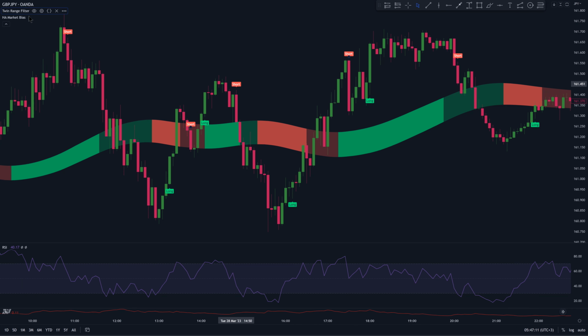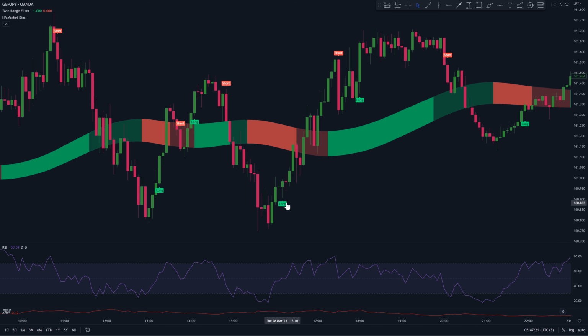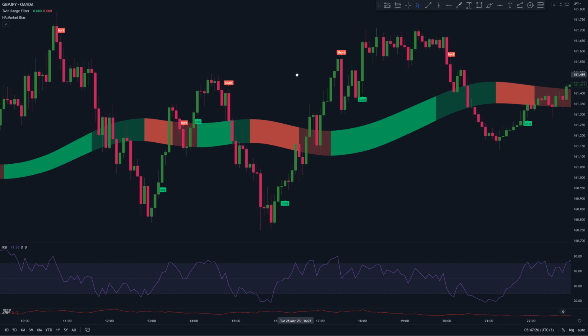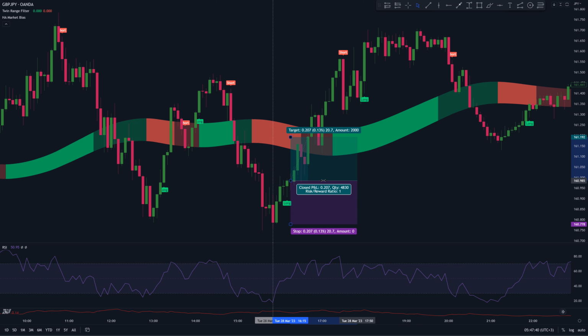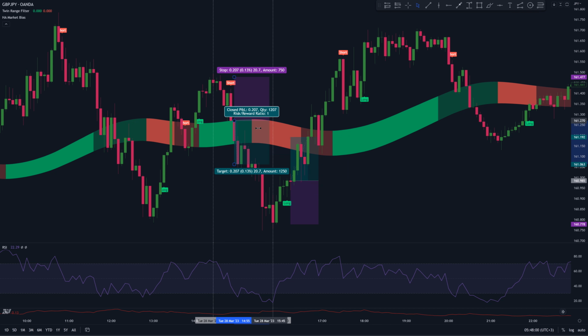Now, the Twin Range Filter is a buy-sell indicator, and it's going to be giving us the buy and sell entry signals. When it prints a long signal just after the RSI gets oversold, that is a signal to buy. And whenever it prints a short signal just after the RSI gets overbought, that is a signal to sell.